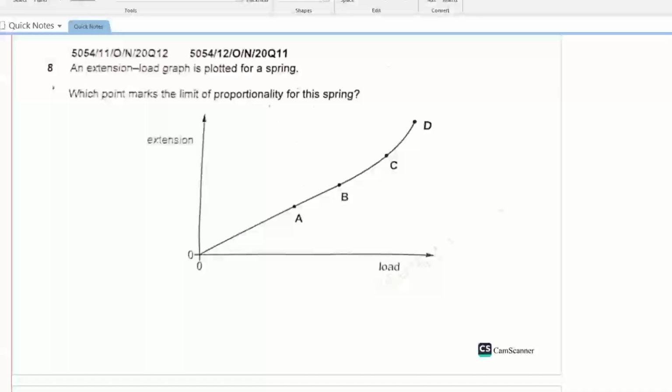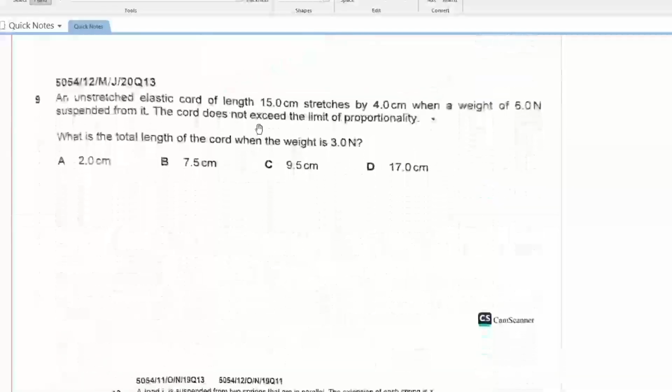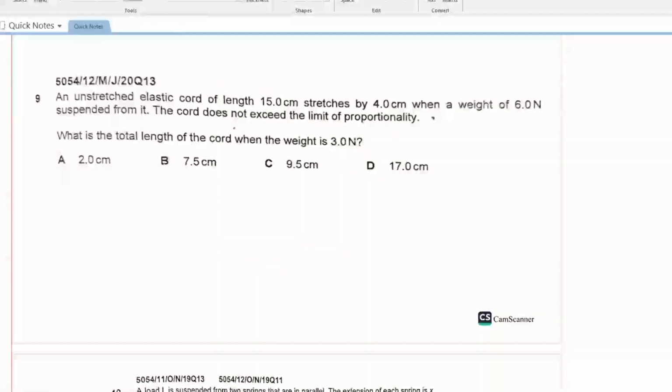Which point marks the limit of proportionality? Obviously, it's very, very easy. If you draw a straight line here, the graph starts to curve at point B. So B is the limit of proportionality. Simple. Let's see this. An unstretched elastic cord has a length of 15 centimeter.